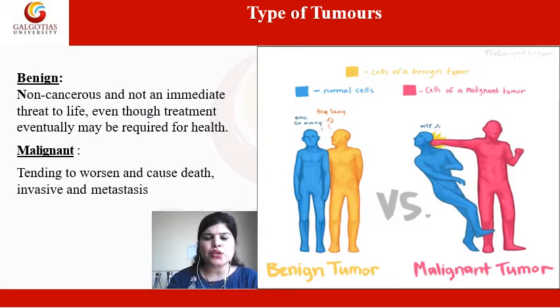Types of tumors. Tumors are divided into two categories, benign tumors and malignant tumors. As we see in this picture, benign tumor is human friendly, whereas malignant tumor is an enemy to us. So benign tumors are non-cancerous and not an immediate threat to life, even though treatment may eventually be required for health. Malignant tumors tend to worsen and they lead to death. These are invasive and metastatic.